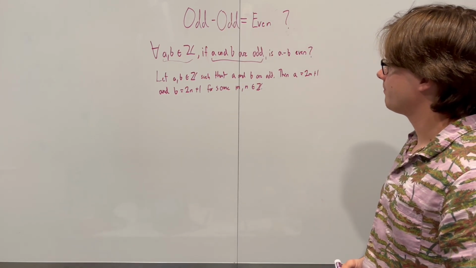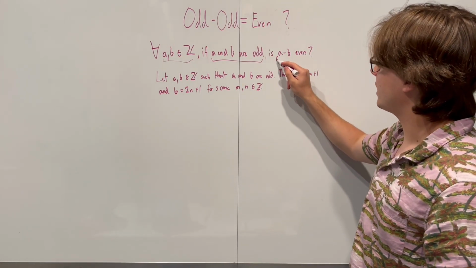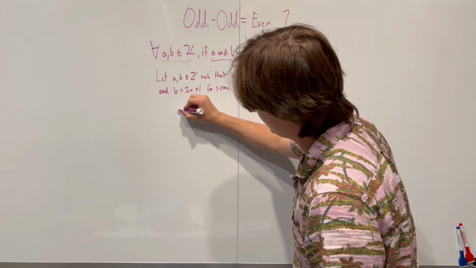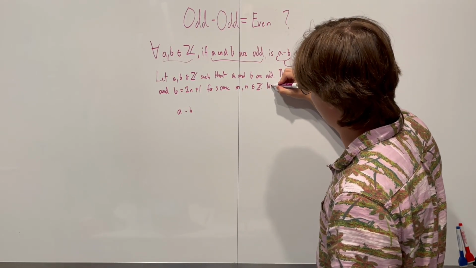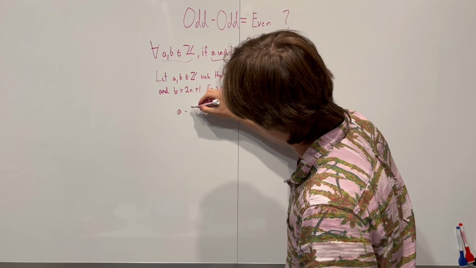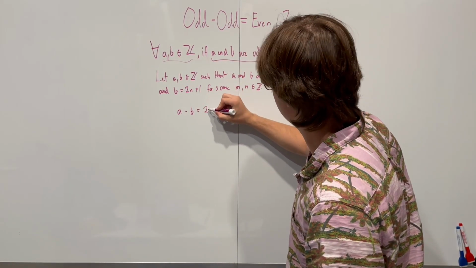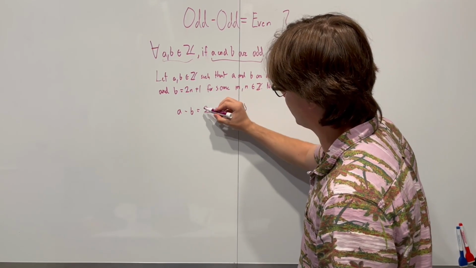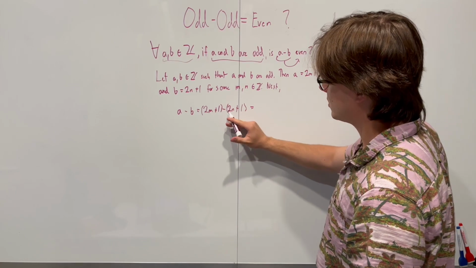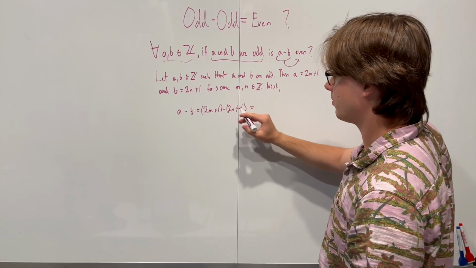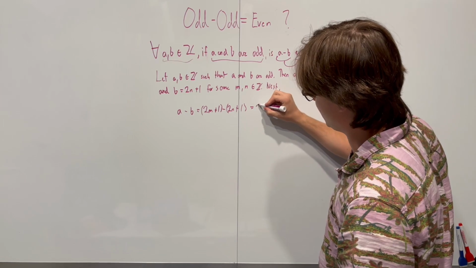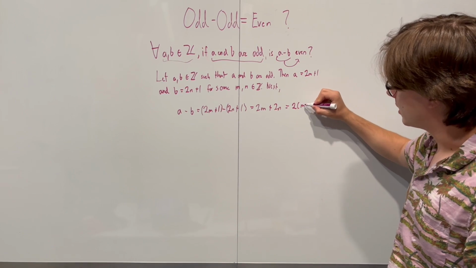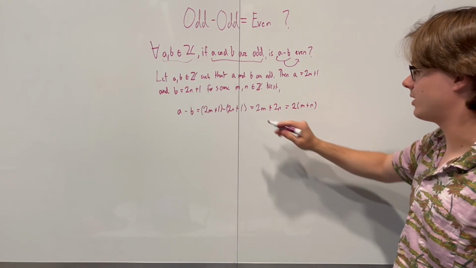Fantastic. Okay, where do we go from here? Well, now we can check this and see if a minus b does in fact lead to something looking even. So let's write that down. We say a minus b is equal to 2m plus 1 minus 2n plus 1. Put these in brackets. So what does this mean? Well, when we do this, it becomes -2n, -1. Well, 1 plus -1 is going to be 0, so we end up getting 2m plus 2n, which is going to be equal to 2 multiplied by m plus n, right? We can factor the 2 out.